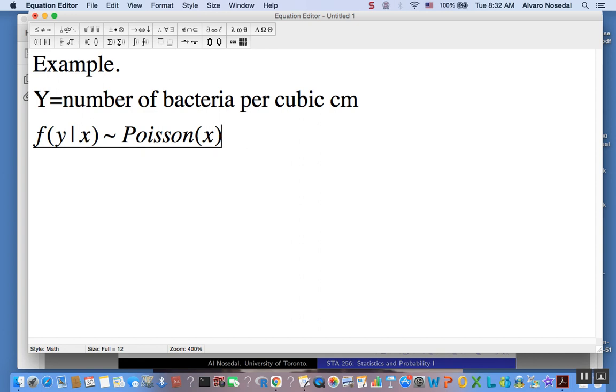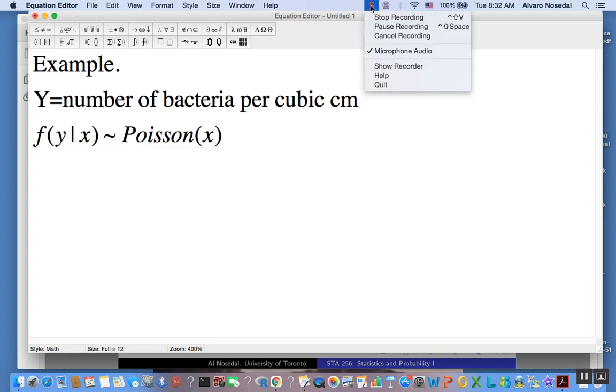Give me a sec because I'm going to find that table in your textbook. You can see you don't have to memorize these probability mass functions. In this case, we know that the Poisson would be x to the y power e to the negative x divided by y factorial. But again, I want you to remember where you can find them in your textbook.